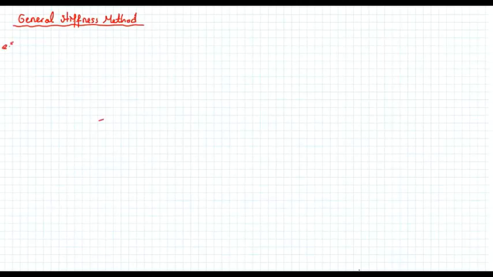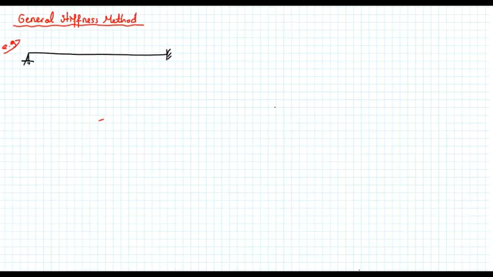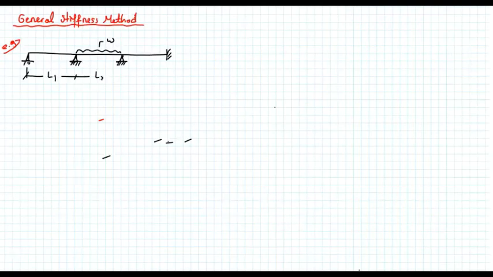An example structure. So let's draw it. Let's take a continuous beam. This end is fixed. I have a pin support here, another pin support, and another pin support. So this is a 3-span continuous beam. And let's say that I have a uniformly distributed load W at the middle. So the lengths of the members are L1, L2, and L3.